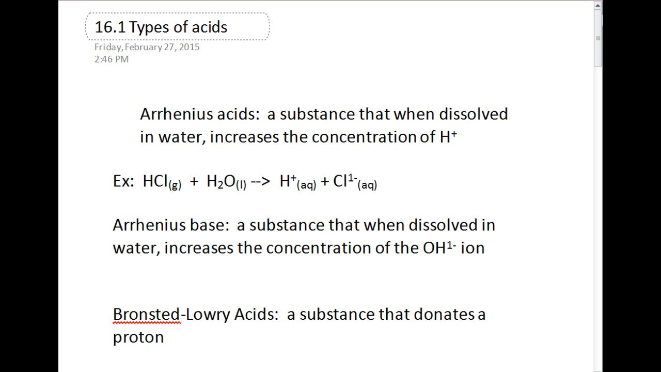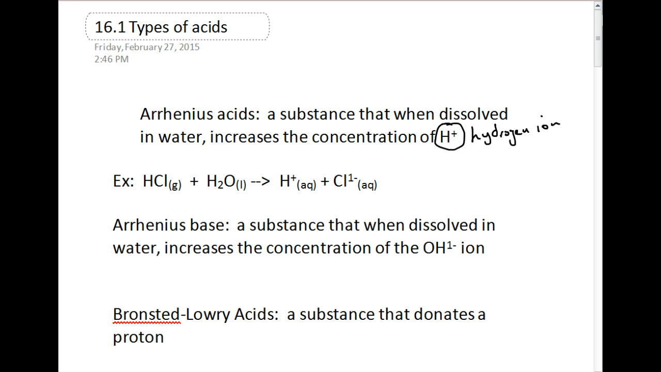An Arrhenius acid, this is the type of acid that we kind of expect. This is going to be a substance that when we dissolve it in water, it's going to increase the concentration of the hydrogen ion, and there's our hydrogen ion. Something important to identify.